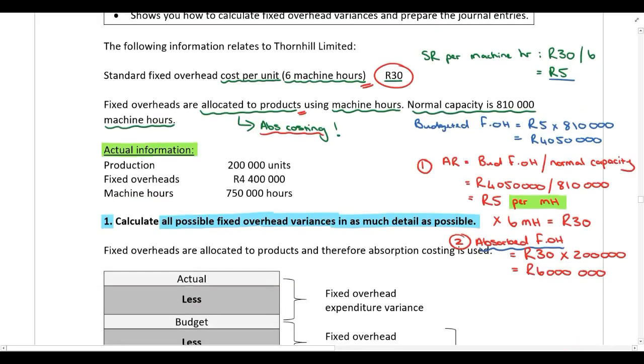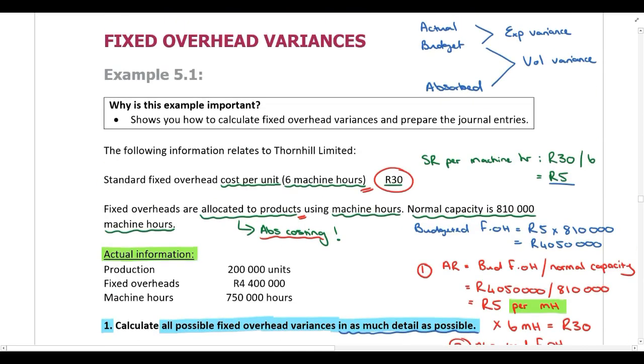Now just be careful. In this question, you were told to calculate all possible fixed overhead variances in as much detail as possible. So that means you shouldn't just calculate the volume variance in total, but instead it should be split into a capacity and an efficiency variance. And to do that, we need the standard rate multiplied by the actual hours. So this will give me a capacity variance and this will give me an efficiency variance. All right, so let's have a look at the calculations.